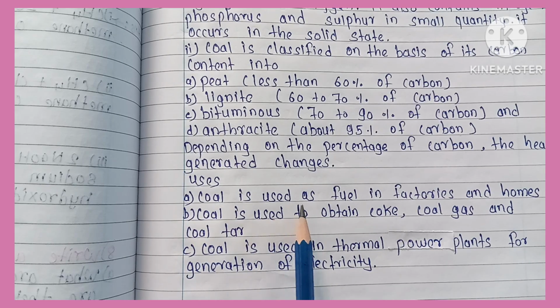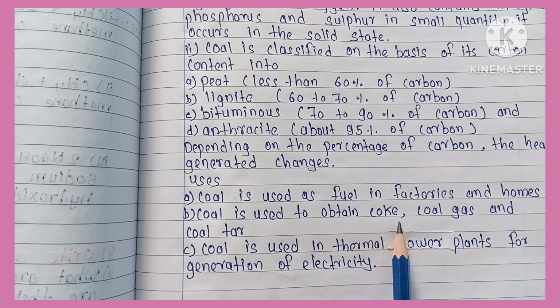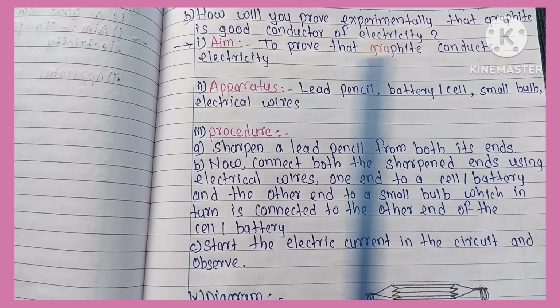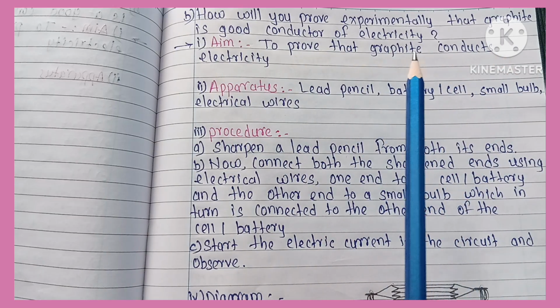Uses. Coal is used as fuel in factories and homes. Coal is used to obtain coke, coal gas, and coal tar. Coal is used in thermal power plant for generation of electricity. Next question. How will you prove experimentally that graphite is a good conductor of electricity?